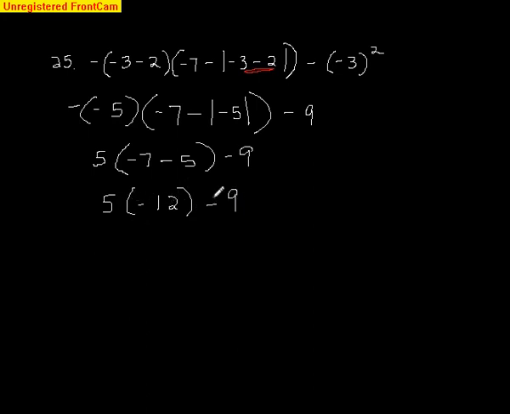Now we have the thing. Do we take negative 12 minus 9 first, or do we do 5 times negative 12 first? Well, you do the multiplication before you do addition or subtraction. So I'm going to get negative 60 minus 9, and our final answer is negative 69.